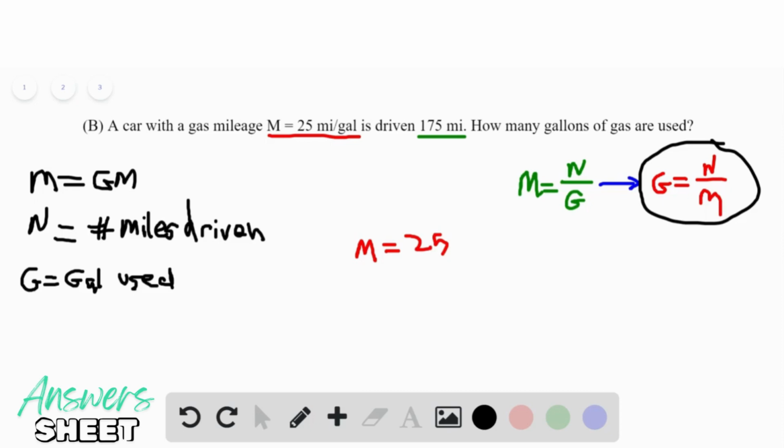And now what we have to do is substitute our letters for numbers. So then our equation will look like G equals 175 divided by 25. And we know this because M equals 25, which we have here, and N equals 175. So now it's a simple division problem like last time. So all you have to do is 175 divided by 25, and then you have your G. I hope this helped. Thanks.